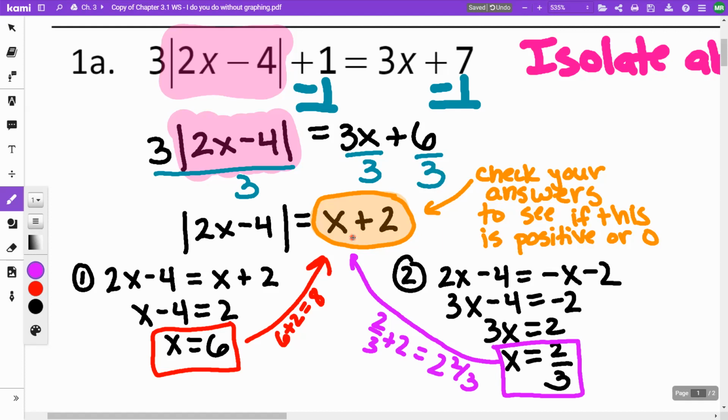So what I'd like for you guys to do right now, try 1B. Okay, it's the same process. Try 1B.